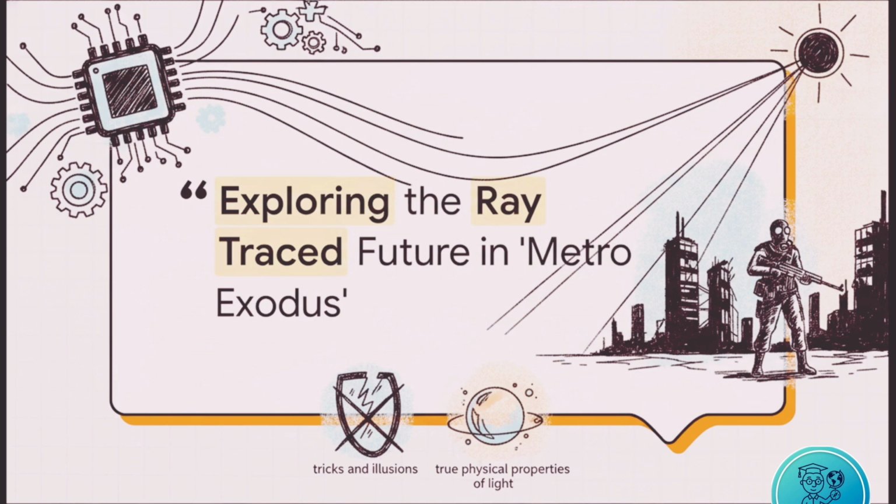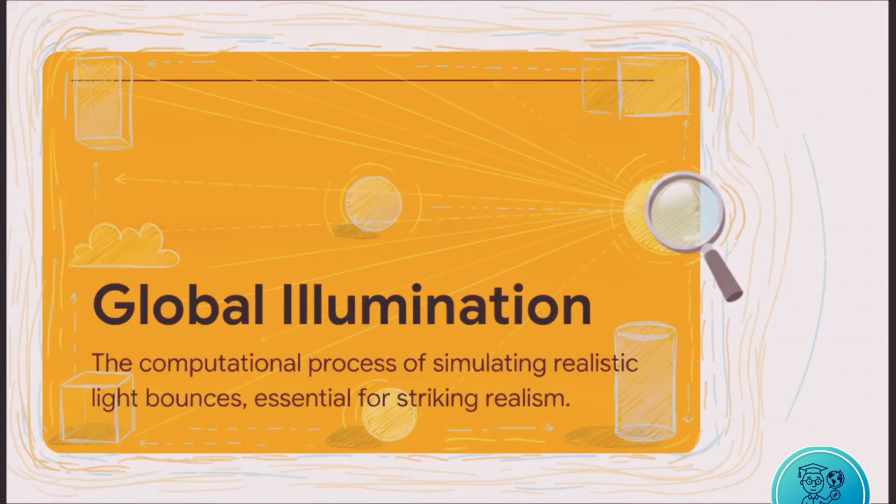We are officially moving away from smoke, mirrors, and baked-in illusions. We're stepping into an era where we actually simulate the true physical properties of light. And we're doing it in real time. And that brings us directly to the core concept of our explainer today, global illumination, or GI.